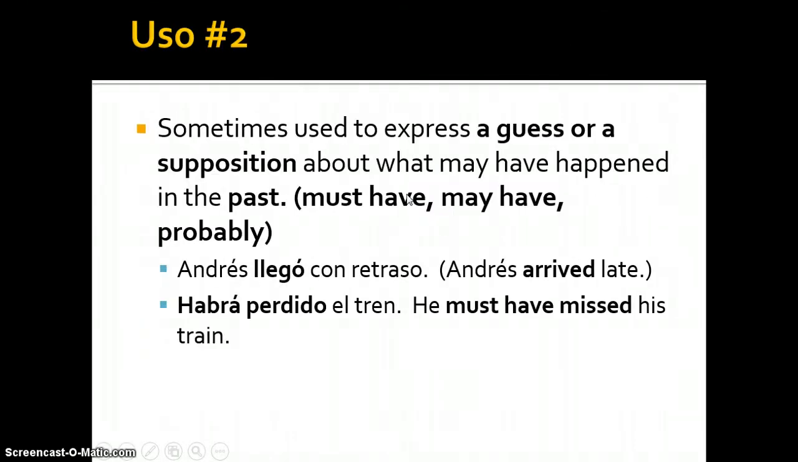Another use is to express a guess or a supposition about something that may have happened in the past. So for example, Andrés llegó con retraso, he arrived late. So we're guessing about why he may have arrived late, so he must have missed the train. We use the future perfect to communicate that, habrá perdido.